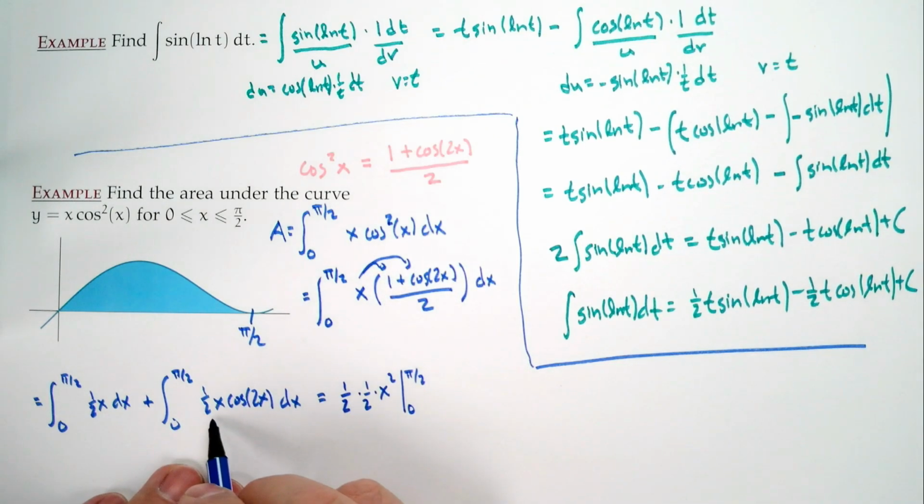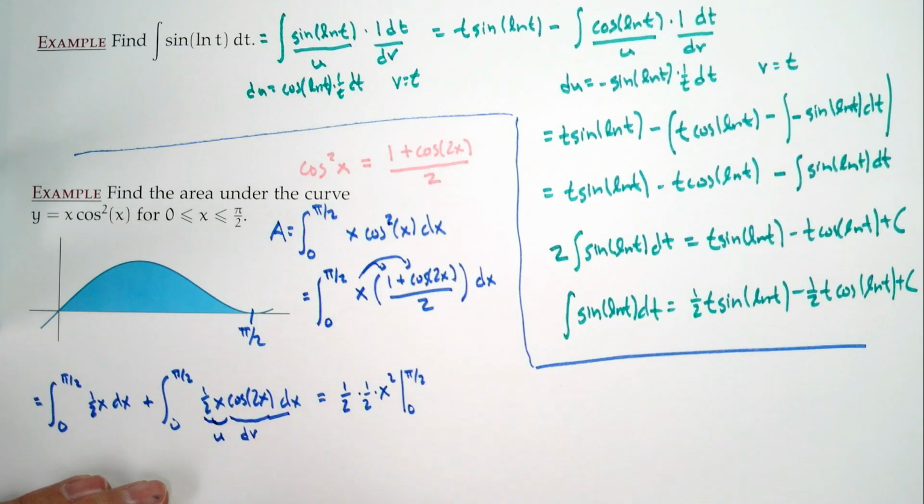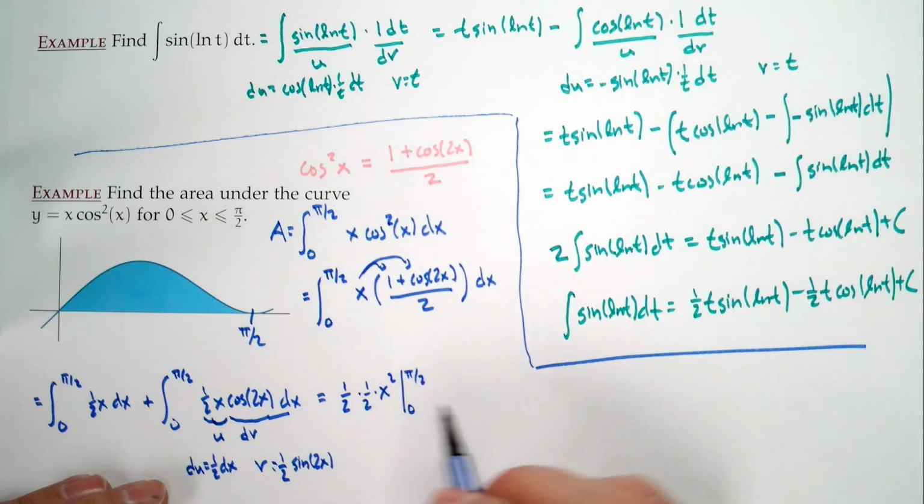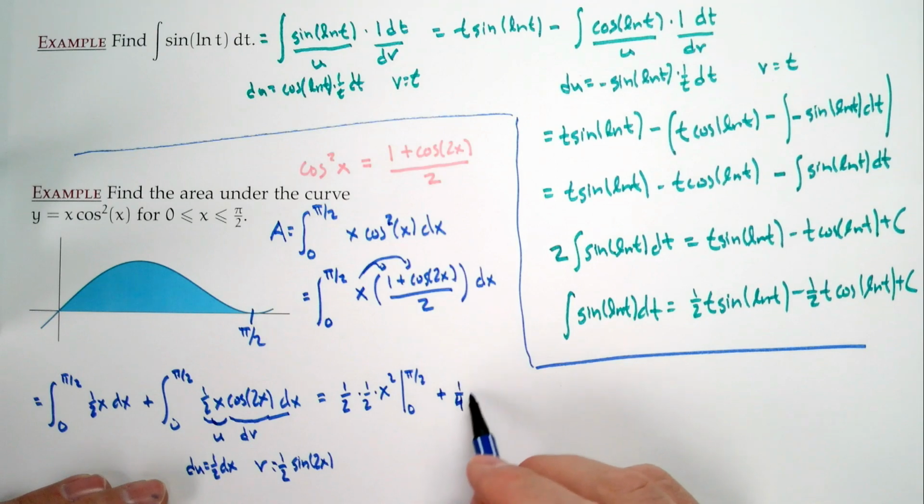Now, the u will become the x, because we really want that to become really simple. The dv will be the cosine 2x dx. So we'll put the half with the u. Then du is 1/2 dx. And then the integral of cosine, well, that's sine. But because of the 2, we need another 1/2. So v is 1/2 sine of 2x. All right, good. So we have uv, which is 1/2 times 1/2, making 1/4 x sine of 2x.